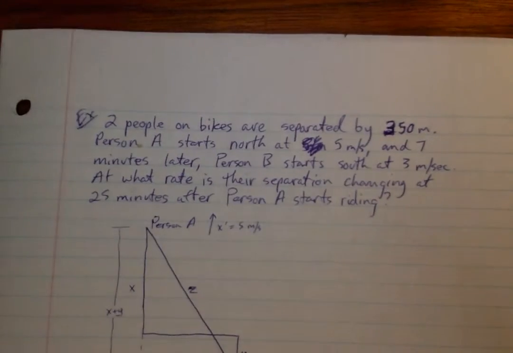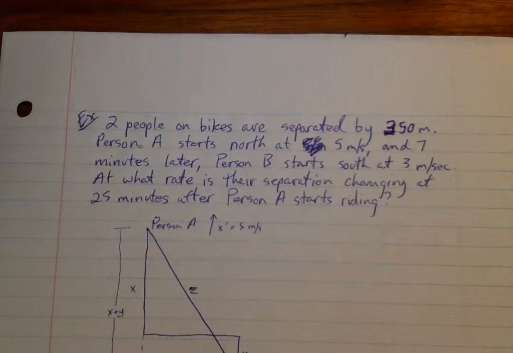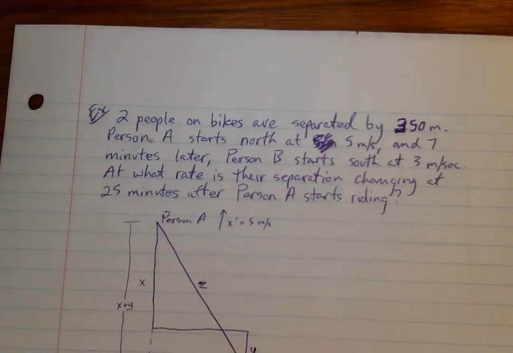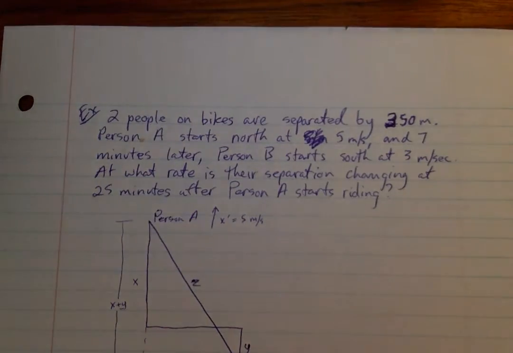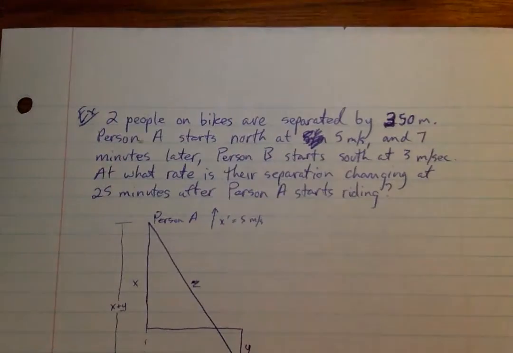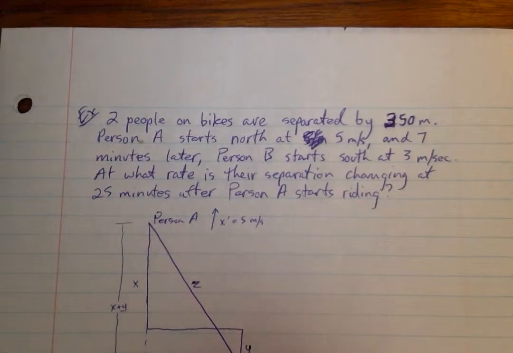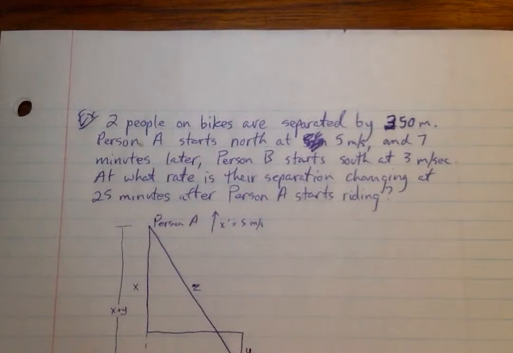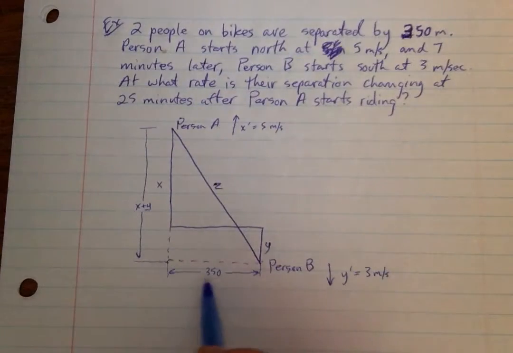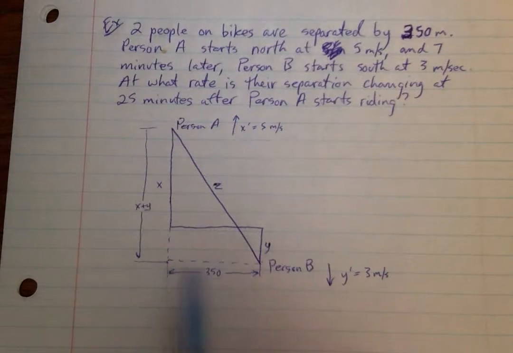There are 2 people on bikes separated by 350 meters. So I want to give you this example problem because I looked at it and I thought this looks harder than what we've been doing. And it is a little harder. So there are these 2 people on bikes. They start here and here. They're separated by 350 meters. Could you see that? They're separated by 350 meters.